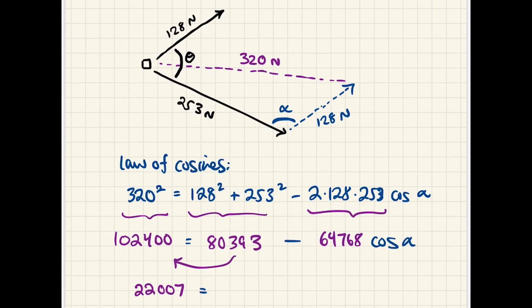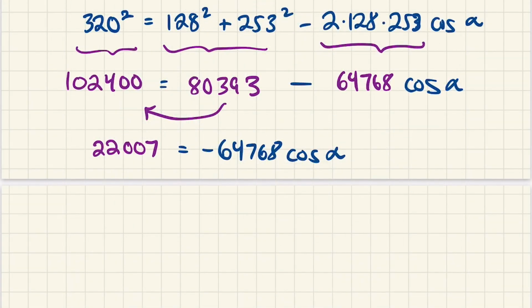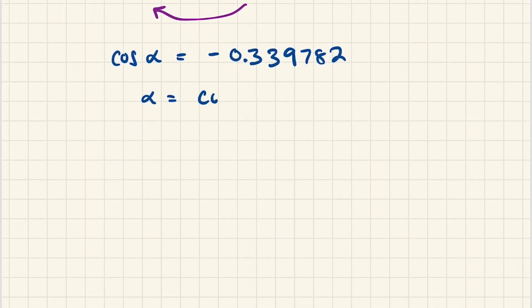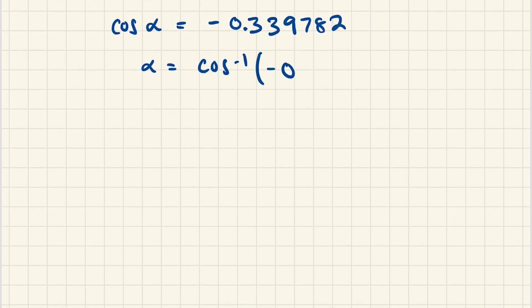is equal to negative 64,768 cosine of alpha. Then we can divide both sides by negative 64,000. So we get cosine of alpha is equal to, I get negative 0.339782. And so alpha will be the inverse cosine of that figure.